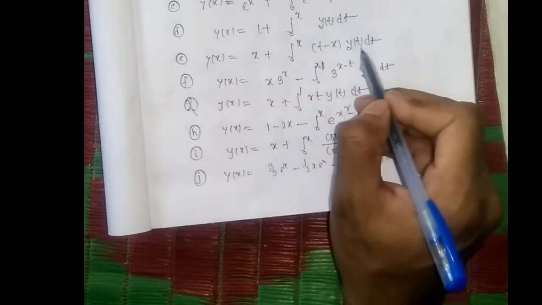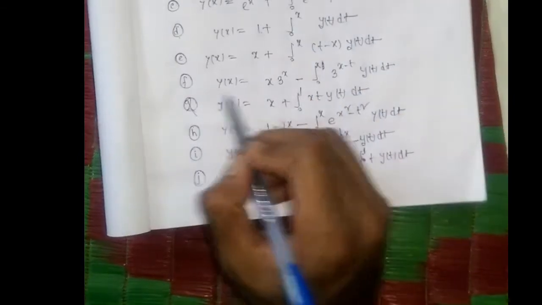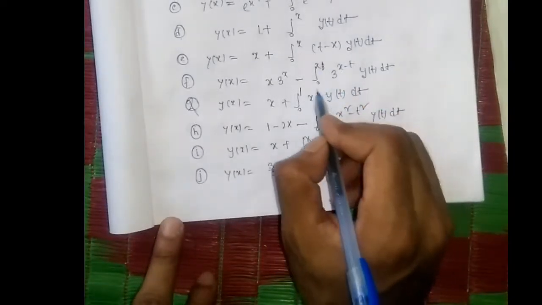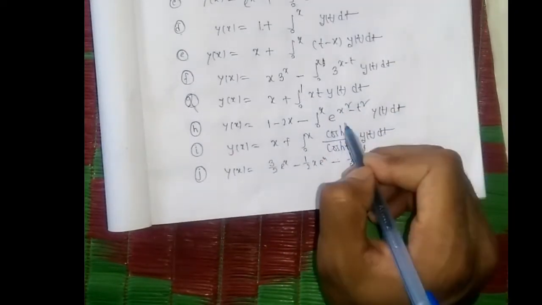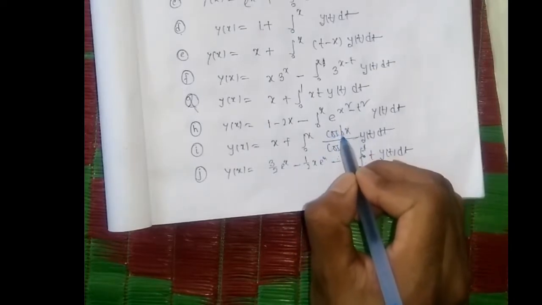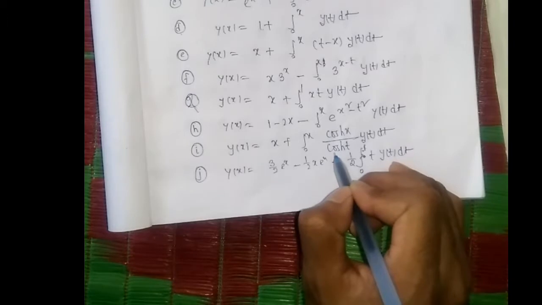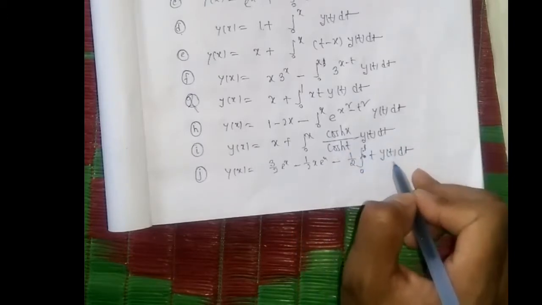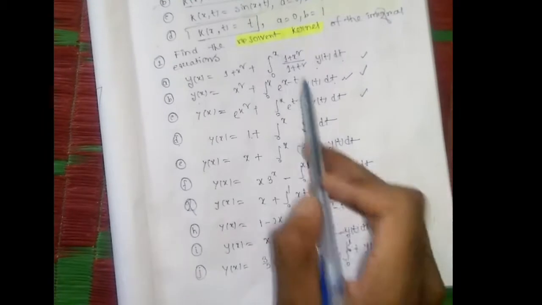So here the kernel is t minus x. Next, in these questions the kernel is 3 to the power x minus t, and the next is xt, and the next one is e to the power x square minus t square, and the next is cosh x by cosh t, and the next one, that is j, the kernel is t. Okay, so these are our problems related to resolvent kernels.